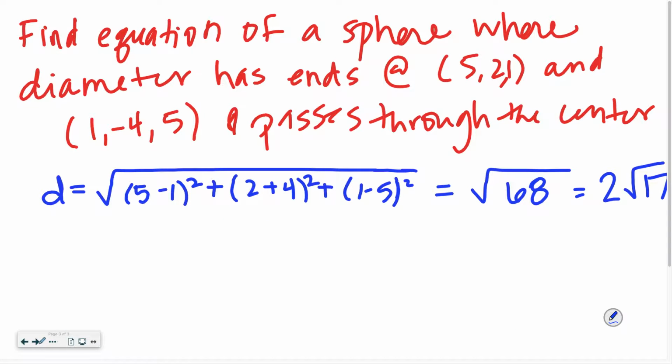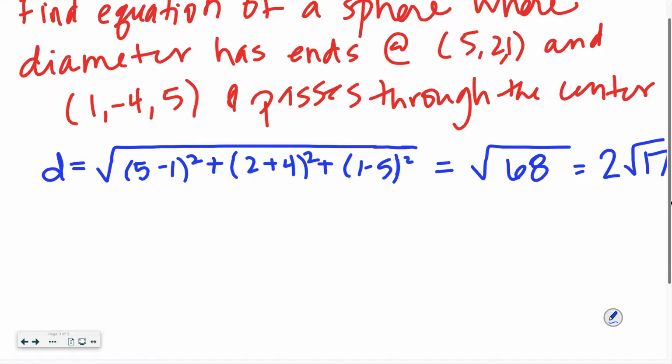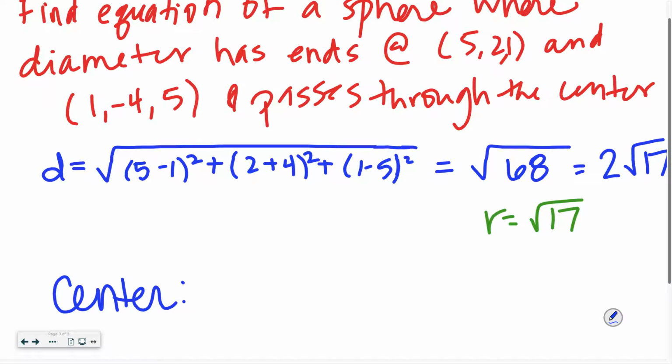So 2 radical 17 would be our diameter. So our radius is radical 17. What else do we need for a sphere? We need a center, correct? And how are we going to find the center? It tells us. Yeah, but we need to find the midpoint. Oh, the diameter. For some reason, I was thinking that was the origin. That makes more sense.